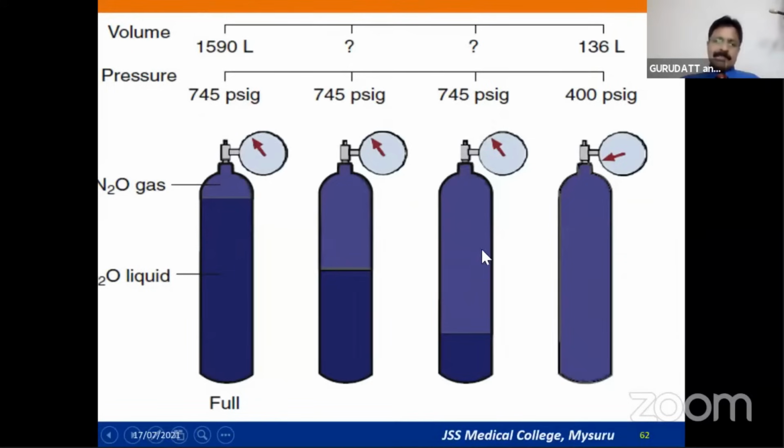Only when all the nitrous oxide liquid is evaporated, then the indicator starts falling. So once you know that the indicator has started falling, then you know that there is no liquid nitrous oxide, and it may get exhausted in 1 or 2 hours' time. That is why in the newer machines, pressure gauges have also been introduced for nitrous oxide, so that you know when nitrous oxide is getting exhausted.